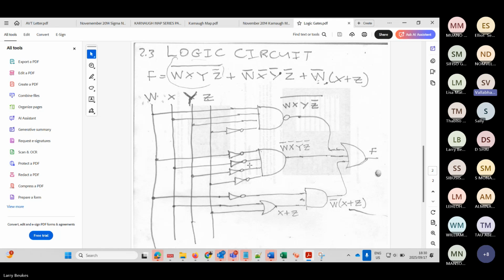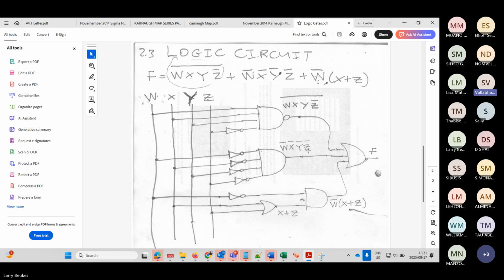So let's first consider this Y bar. Y bar means take the Y input, next add an inverter to it. Then it becomes Y bar. Next, take X, add an inverter to it. It becomes X bar. Similarly for W bar and Z bar. But all these inputs should be connected with an AND gate here. So your output will be W bar, X bar, Y bar and Z bar.